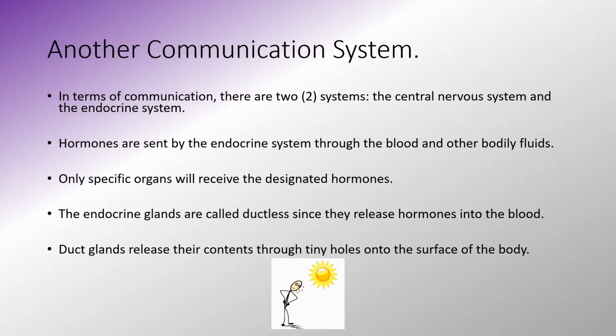The endocrine glands are called ductless since they release hormones into the blood, but there are duct glands which release their contents through tiny holes onto the surface of the body. I put a picture there of some type of person sweating, because sweat glands are one of these examples of duct glands. We know when we sweat when it's hot, we can see that sweat, we feel it. So those are your sweat glands that have pores that come through your body onto the surface of the body.